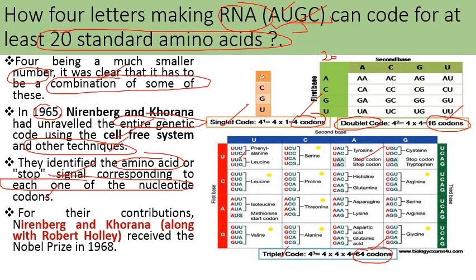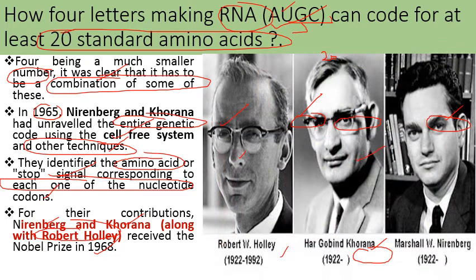And for this huge contribution, Nirenberg, Khorana, along with Robert Holley, received a Nobel Prize in the field of physiology and medicine in 1968. For this work, they got this Nobel Prize in 1968. Robert W. Holley, who gave the clover leaf-like structure of tRNA, then Hargobind Khorana, and Marshall W. Nirenberg.